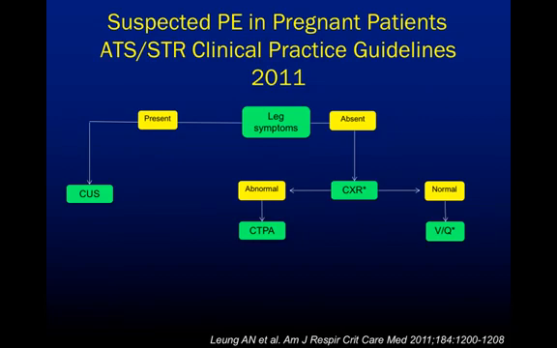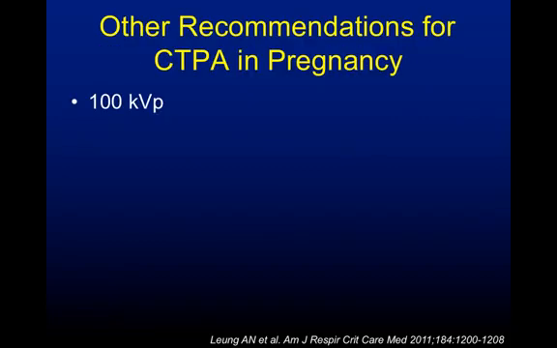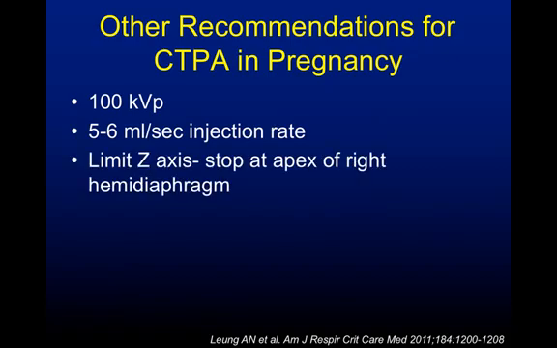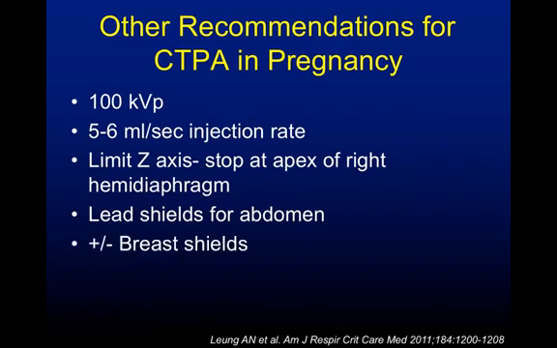In the presence of an abnormal chest X-ray, one should proceed to a CT pulmonary angiogram, and if the VQ scan is non-diagnostic, the next step is a CTPA. Other recommendations for CTPA during pregnancy are to use 100 kVp for imaging acquisition, to use a higher injection rate because of the expanded blood volume, to really concentrate on limiting the Z-axis, so stop imaging at the apex of the right hemidiaphragm, and to use lead shields for the abdomen. The use of breast shields after obtaining the scout and ingested barium is optional.